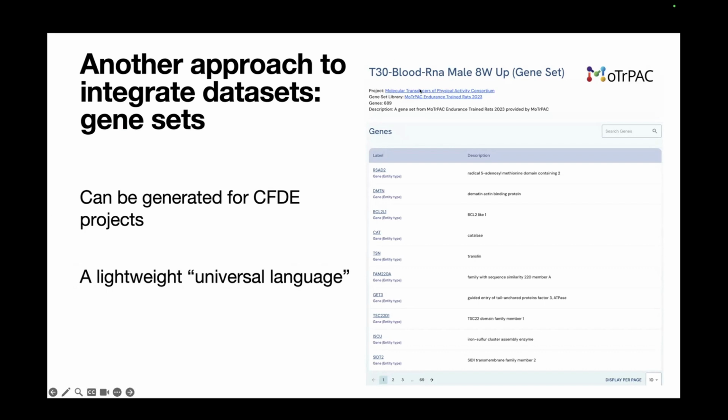So an example is, here's a gene set in the Data Resource Center that is genes that were upregulated after 8 weeks of exercise in the blood of rats. That's from the MoTrPAC Consortium, a Common Fund program that studies the effects of exercise at the molecular level. They have a bunch of gene expression readouts across all these rats at different time points. You can take one specific readout, which is what genes are upregulated after this amount of exercise in this tissue, and you get 689 genes that are the most upregulated.